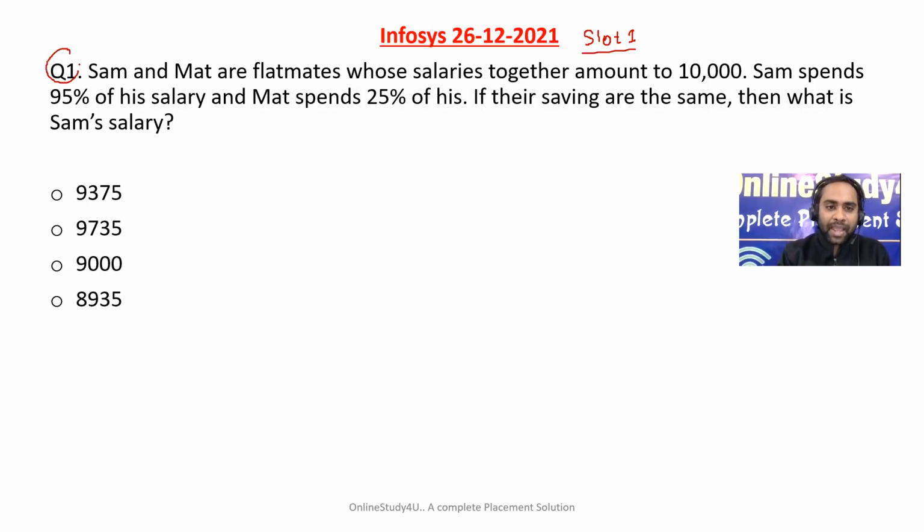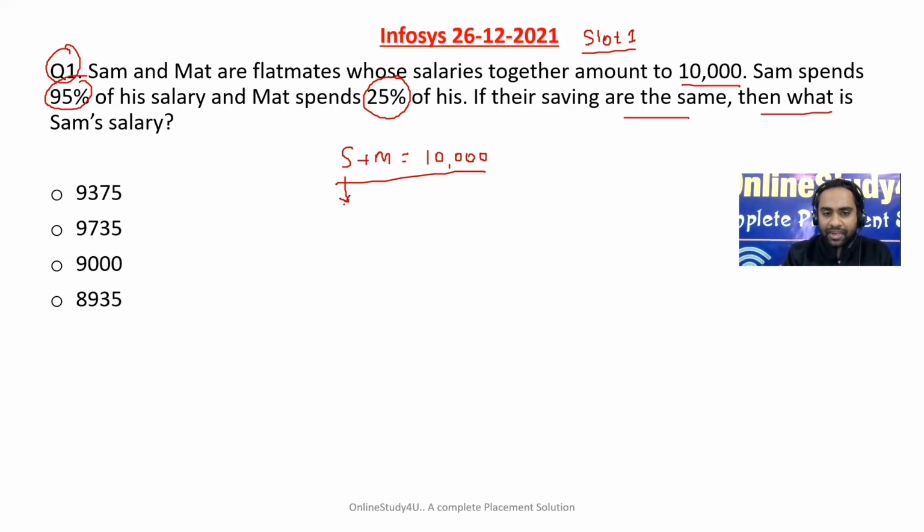Sam and Matt are flatmates whose salaries together amount to rupees 10,000. Now Sam is spending 95% of his salary and Matt is spending 25% of his salary. If their savings are the same, then what is Sam's salary?